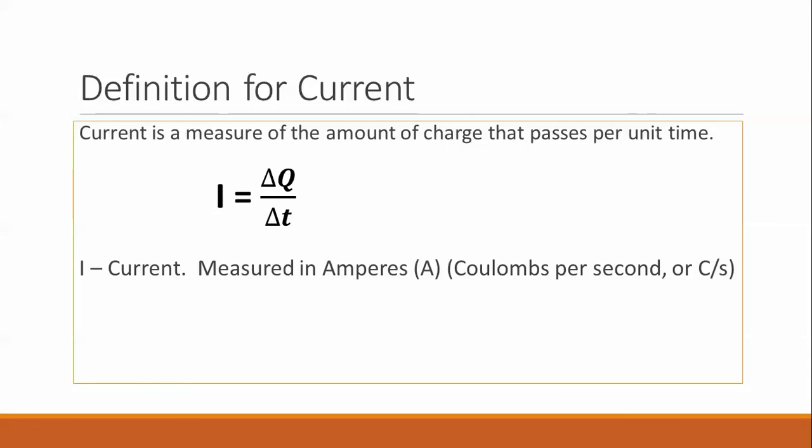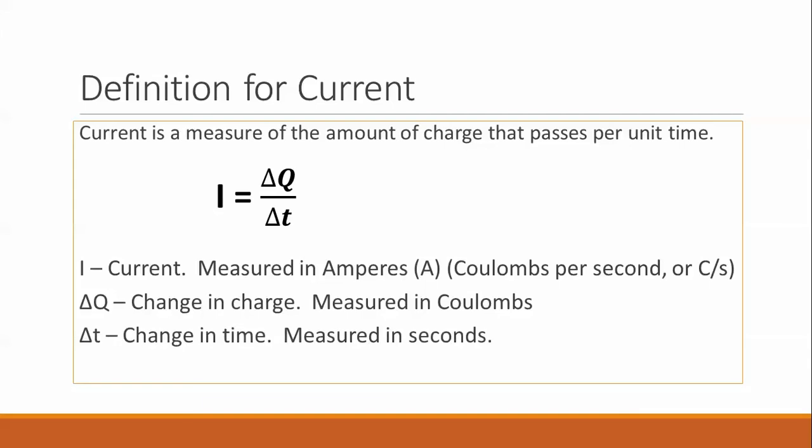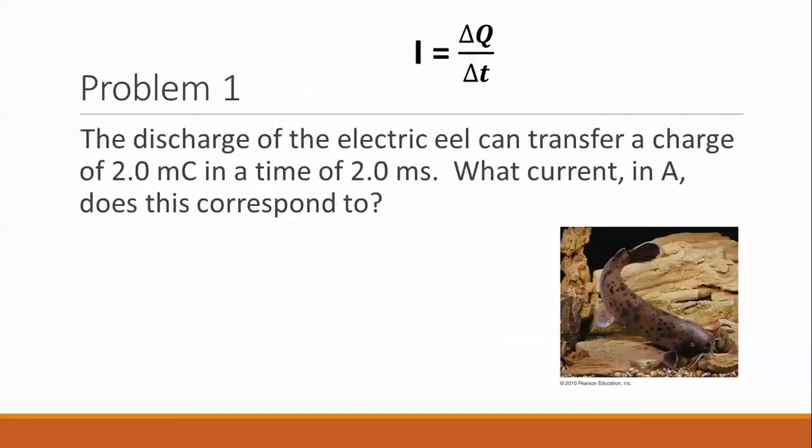So I is the current. It's measured in a unit called amperes. An ampere is equal to a coulomb per second. Q, or delta Q, is the change in charge. It's measured in coulombs. And delta T is the change in time. It's measured in seconds. So let's do a problem.